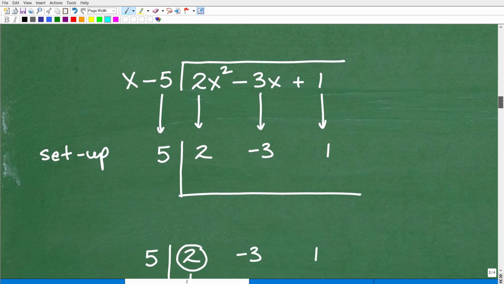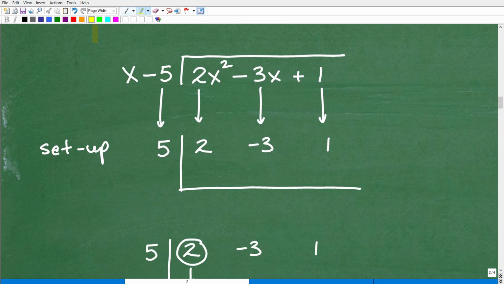So just to practice this setup, let's suppose I wanted to take this polynomial and divide it by another polynomial like this. This is 2x squared minus 3x plus 1, and we're going to divide it by x minus 5. When you have what we call linear factors, nothing like x squared or x cubed, when it's just a power of x and a number like this, that is what we call a linear factor.